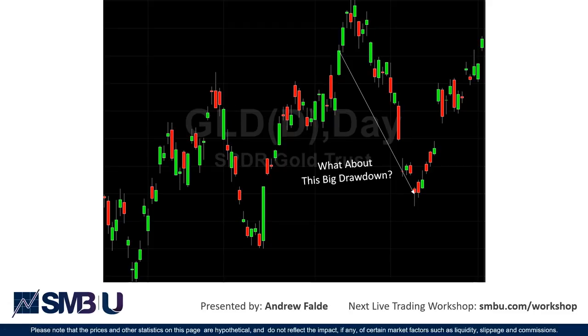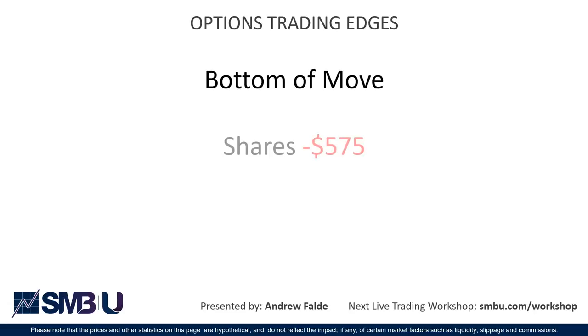But what about this big drawdown that happened in the middle? Possibly you would get stopped out, depending on your position size and your trade plan. But either way, let's just look at how much heat that gave us on the shares versus the call. So the shares ended up profitable and the call ended up losing. Let's see how bad it was in the middle. At the bottom of the move, the stock position was down $575. The call position was down much less at $378. Remember, that call option was just over $400.